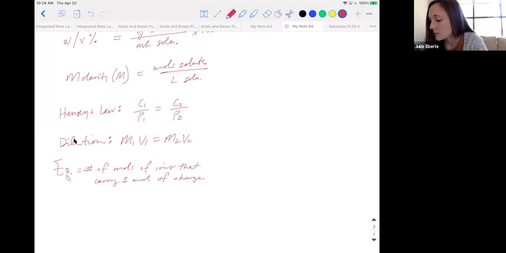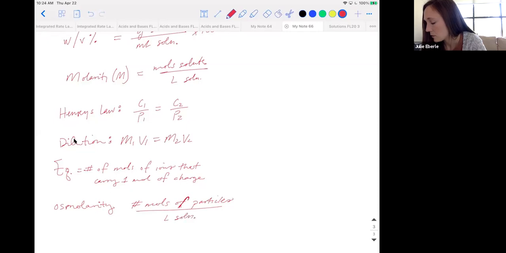We talked about osmolarity. And we said osmoles, so that's the number of moles of particles. Here we don't care about the charge. We just say, okay, how many particles do we have in solution total? Per liter of solution.